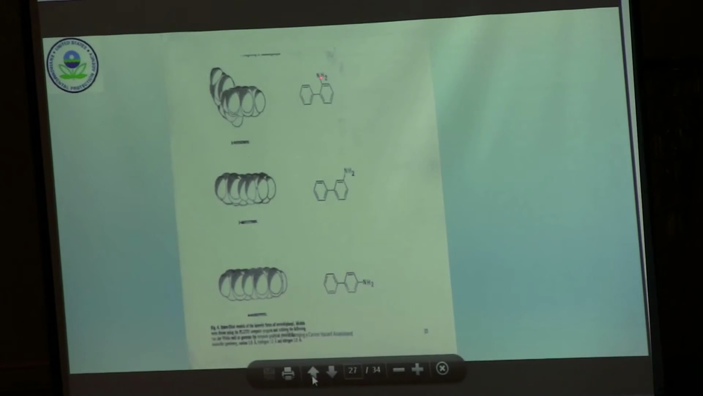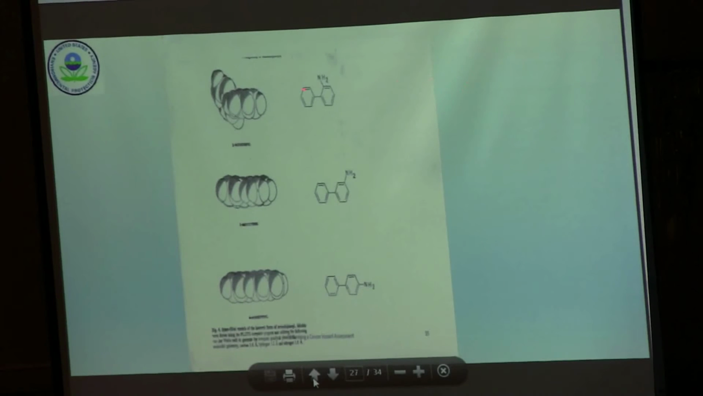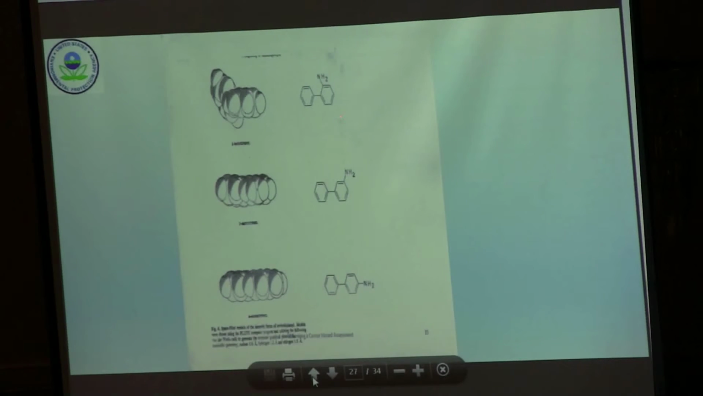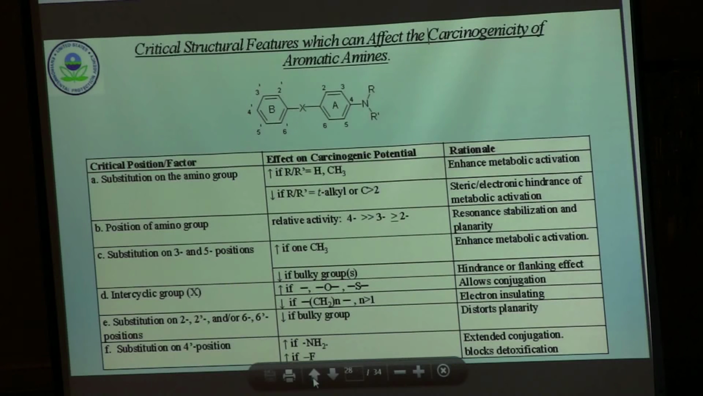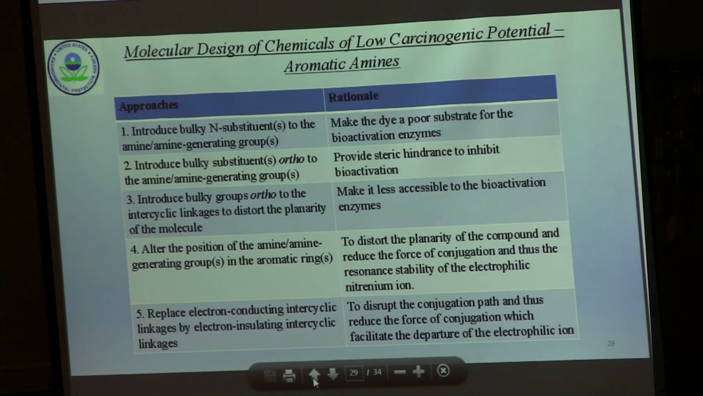But introducing this amino group at the 2 position makes the structure non-planar, and being non-planar, it cannot be activated. They cannot find any N-hydroxylate in the metabolites, so it cannot be N-hydroxylated, and it's not mutagenic or carcinogenic. So this is the knowledge we gain from analyzing what in the structure can increase or decrease the activity. With that knowledge, we can use these approaches to reduce the carcinogenicity of aromatic amines.